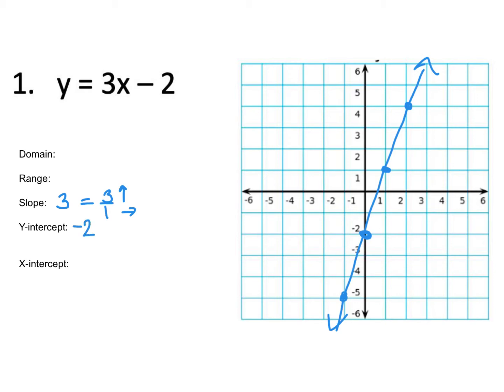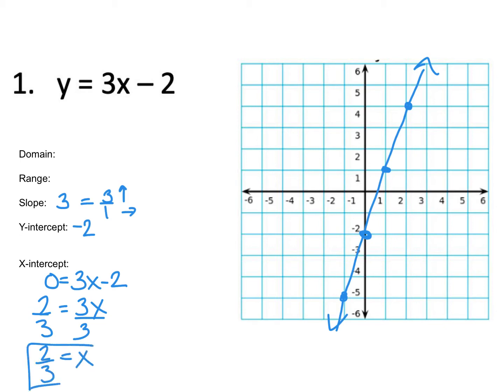It's negative 2. Now the x-intercept, that's where you let y be 0. You're letting the opposite letter. So that would give me 0 equals 3x minus 2. So I'm going to add 2 to both sides, gives me 2 equals 3x, and then I divide by 3 and I get that x is 2/3. So remember that 0 is another word for the x-intercept. As a point, it would be 2/3, comma 0.